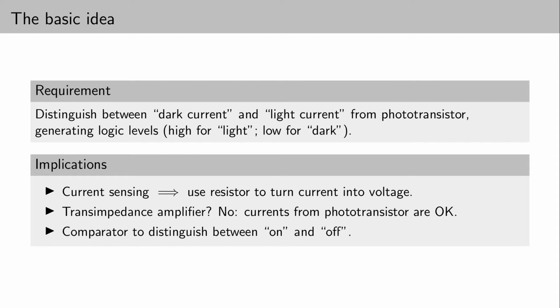Now, if you're doing this with a photodiode, which produces a much smaller current, then people generally use a thing called a transimpedance amplifier, which is a particular setup of an op-amp that turns a current into a voltage. In our case here, because we're using a thing that has a phototransistor in it, the currents we're dealing with are much larger. And so we don't need a transimpedance amplifier. We can just stick a resistor in there and measure the voltage across it. We do need a comparator to distinguish between the on and off states, and how we set that up is going to be most of the design work of this.